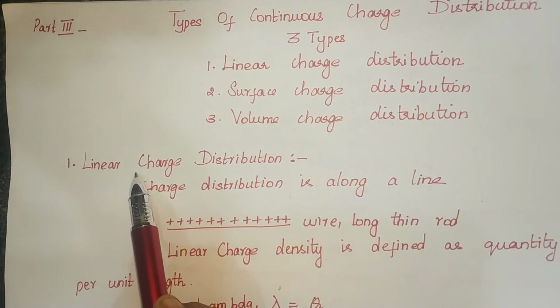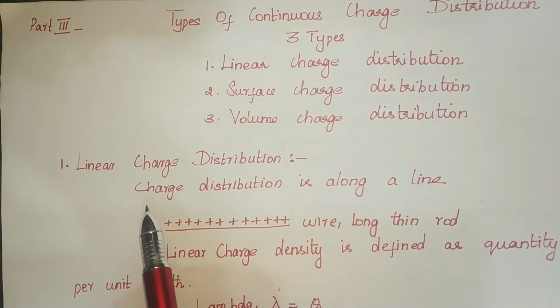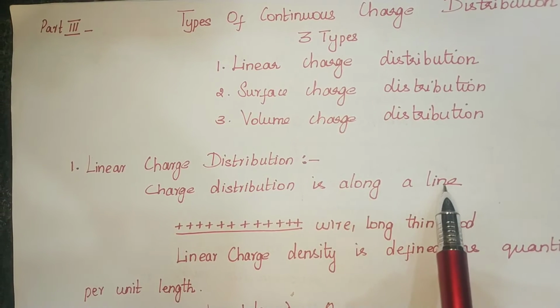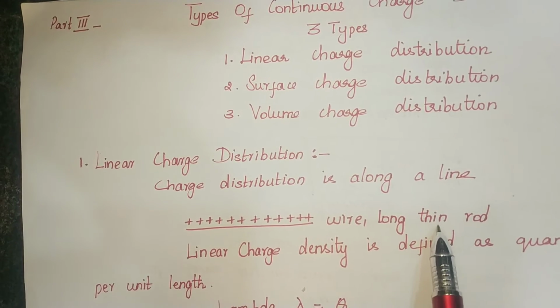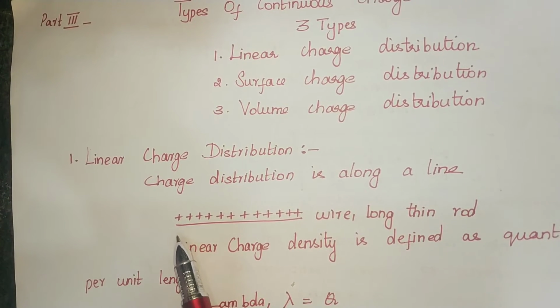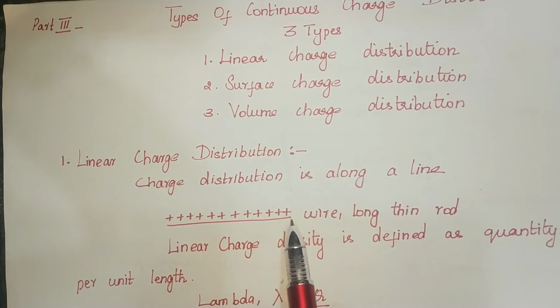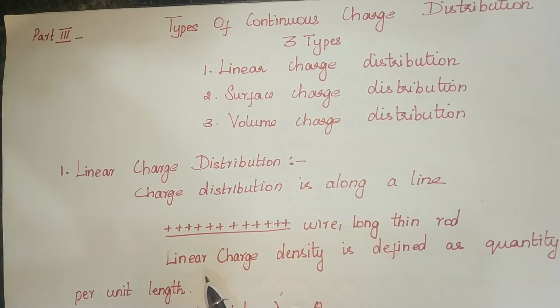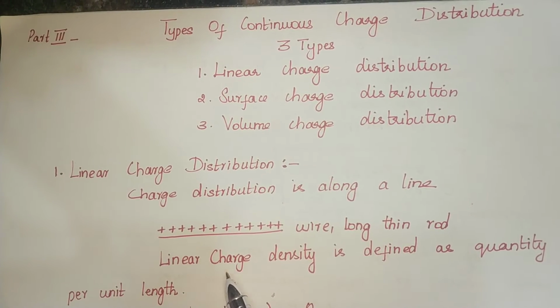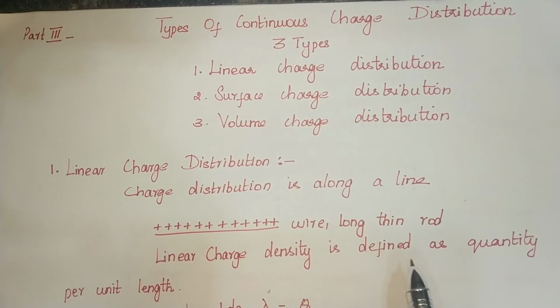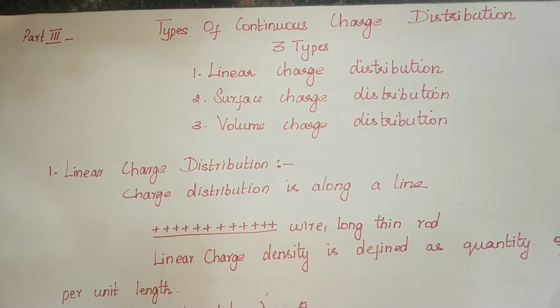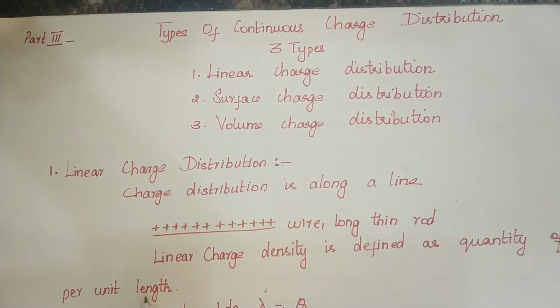From the name itself, it's very clear that the charges are distributed along a line. If we consider a wire or a long thin rod, how will the charges be arranged? It will be arranged linearly. Now we are going to define linear charge density. What is it? Linear charge density is defined as the quantity of charge per unit length.